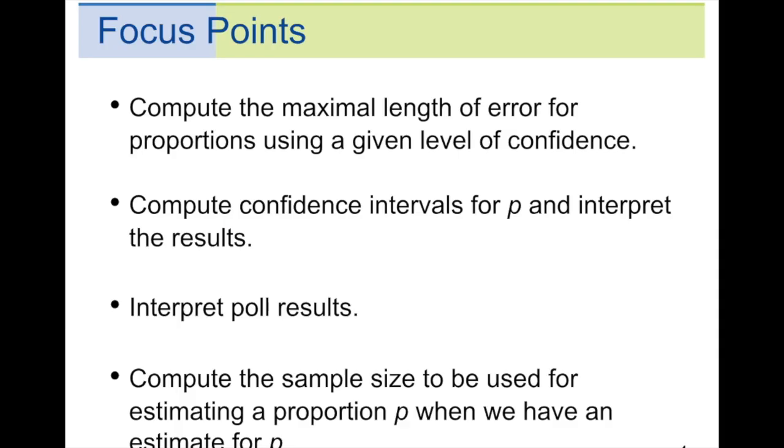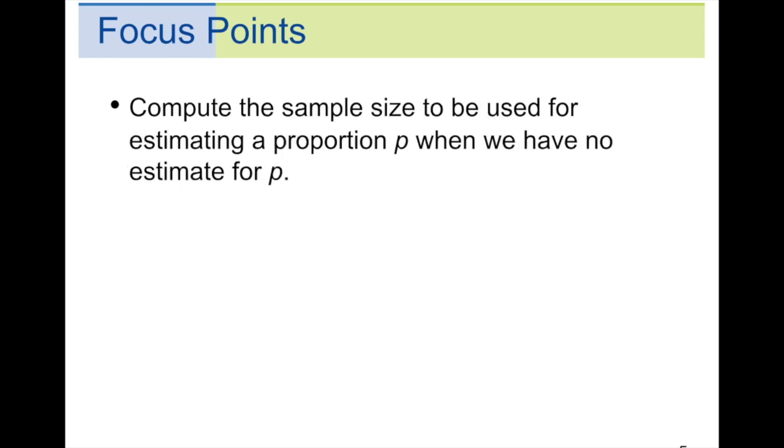Focus points. Compute the maximal length of error for proportions using a given level of confidence. So that's the margin of error. Compute confidence intervals for p and interpret the results. Interpret poll results. Compute the sample size to be used for estimating a proportion p when we have the estimate for p, and compute the sample size to be used for estimating a proportion p when we have no estimate for p.